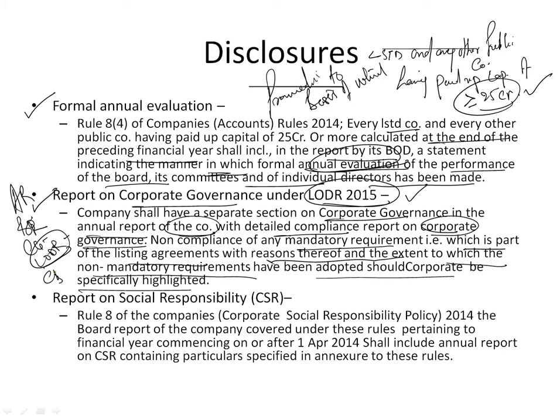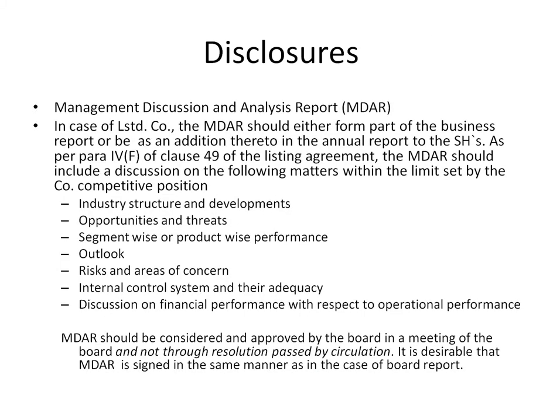Now the next thing is CSR. The board report of the company covers these rules pertaining to the financial year commencing on and after 1st April 14 shall include annual report on CSR containing the particulars specified in Annexure 2 of these rules. Next is MDA, that is Management Discussion and Analysis Report. Now, what happens is, in the case of a listed company, it can form a part of the business report or be as an addition thereto to the annual report to the shareholder, as per clause 49 subclause F paragraph 4 of the listing agreement.